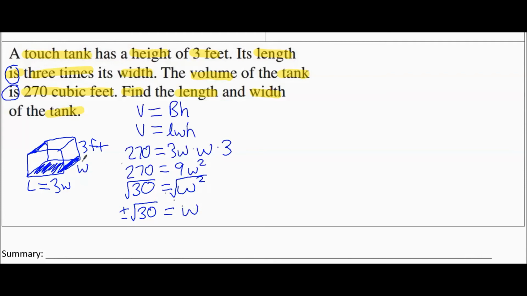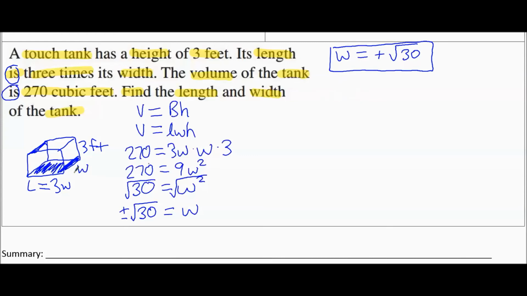W is the width. Can the width be negative? No. So we actually want to reject this negative solution here. So we're just going to write over here, W is equal to the positive square root of 30. And isn't that part of the answer? We're finding the length and the width. Well, there's the width. It's equal to positive root 30. And we could estimate that more, so we'll get to that in a minute. Let's just find the length.